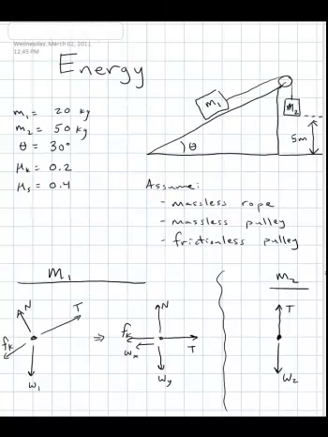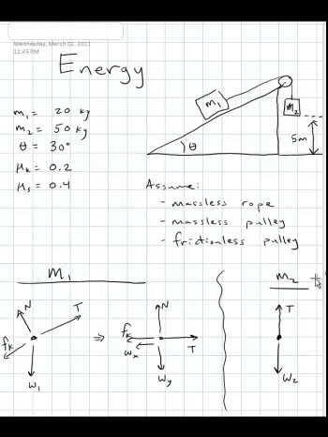Energy. So now we're going to take what we learned about work and potential energies and use energy conservation to solve a problem. We've got two masses and an inclined plane and a pulley. We make some assumptions about this system. The rope is massless, which makes it a little simpler for us to solve.